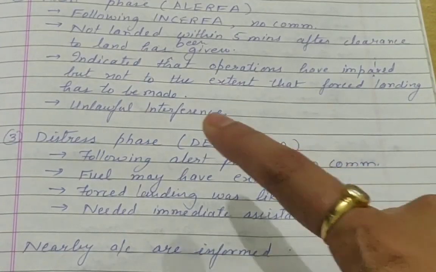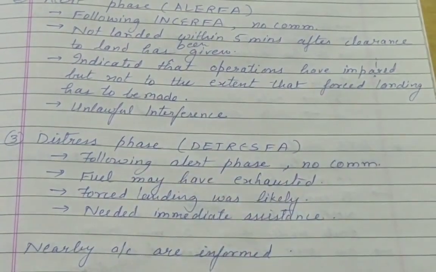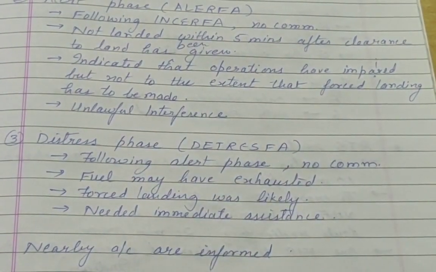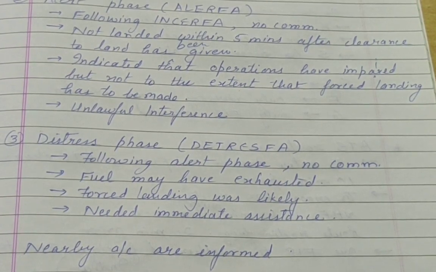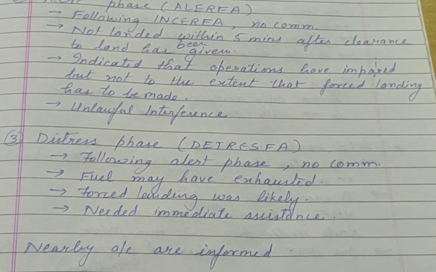The distress phase is the last one. So it follows the alert phase, where no communication has been established and it has been sensed, or accepted, that the fuel may have been exhausted from that aircraft and a forced landing was likely. So it is in distress condition, and it is considered that the aircraft would need immediate assistance because of any possible conditions, either failure of the engines or any other weather conditions, etc. And a forced landing has to be made.